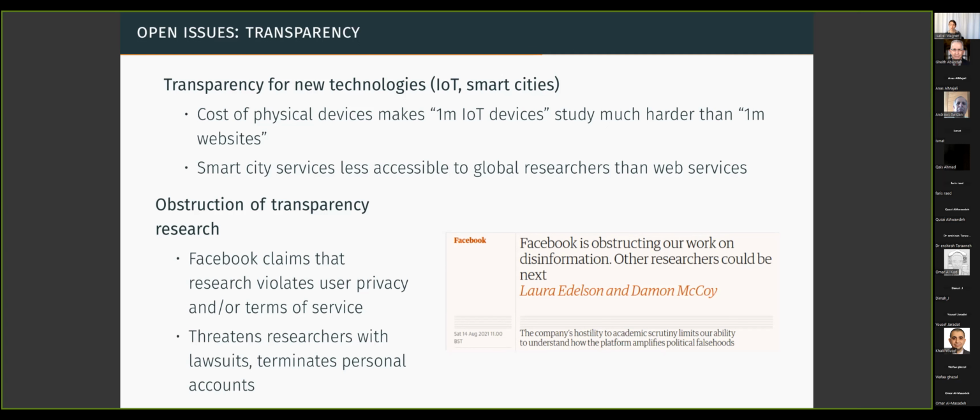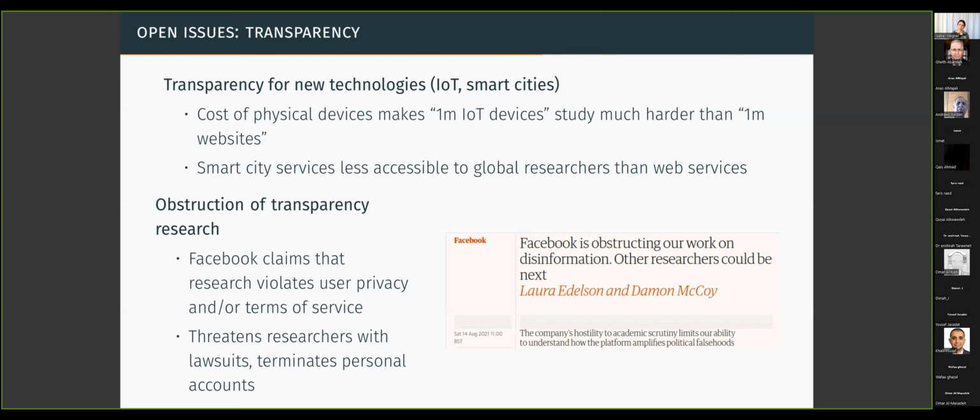And even worse for smart cities, because individual services in specific smart cities might not be globally accessible. And that's probably a good thing. But for research, that means it's much harder to tell what individual cities do and whether they respect user privacy in their operations or not.